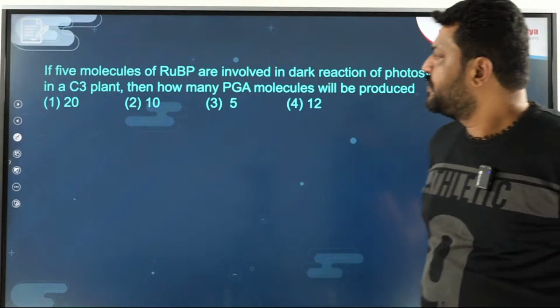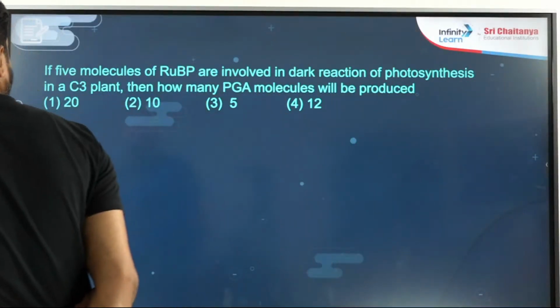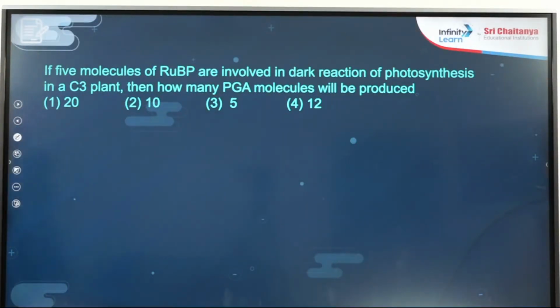And if 5 molecules of RuBP are involved in direct reaction of photosynthesis in a C3 plant, how many PGA molecules will be produced?